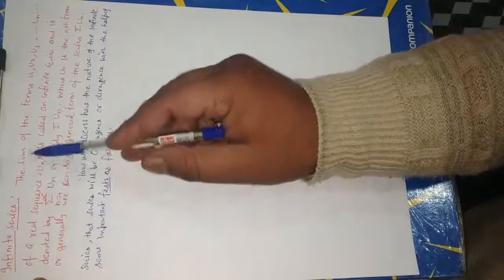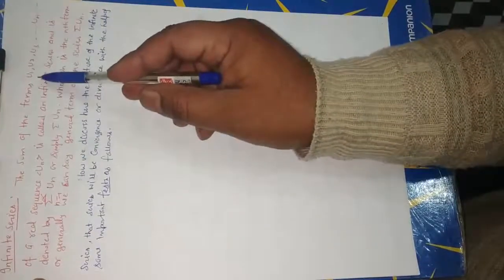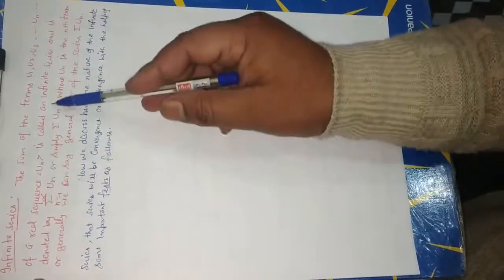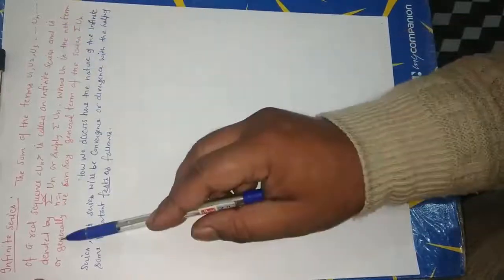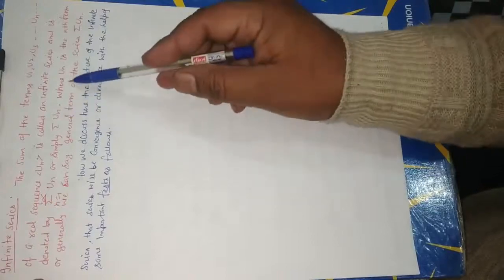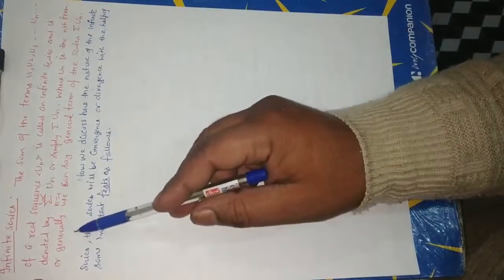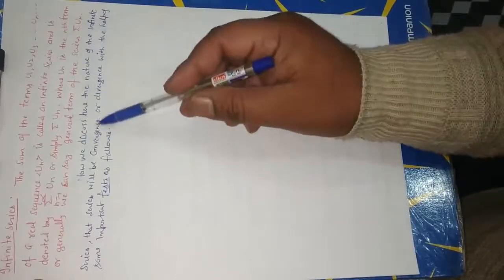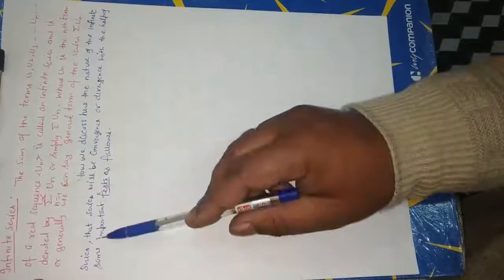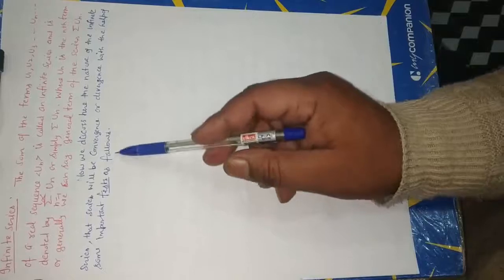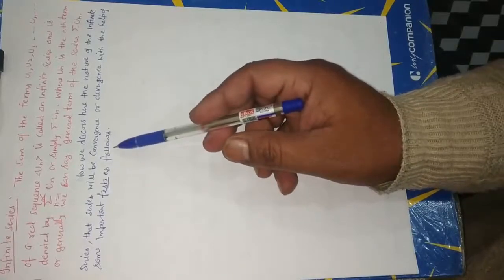Now repeat again. What is an infinite series? The sum of the terms u1, u2, u3 up to un of a real sequence un is called an infinite series and is denoted by summation un, where un is the nth term, or generally we can say this is the general term of the series summation un. Now we discuss here the nature of the infinite series, that the series will be convergent or divergent, with the help of some important tests as follows.